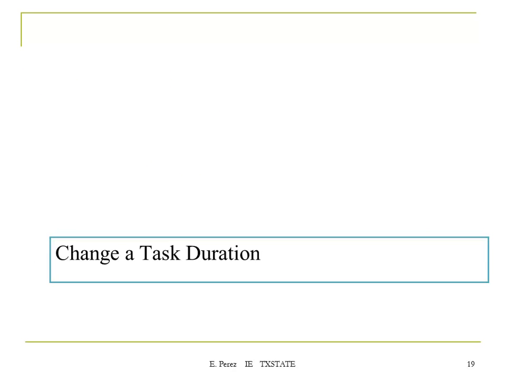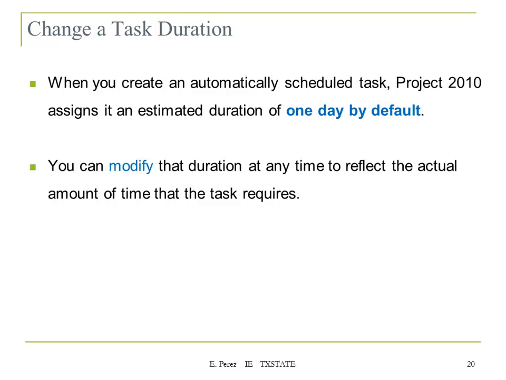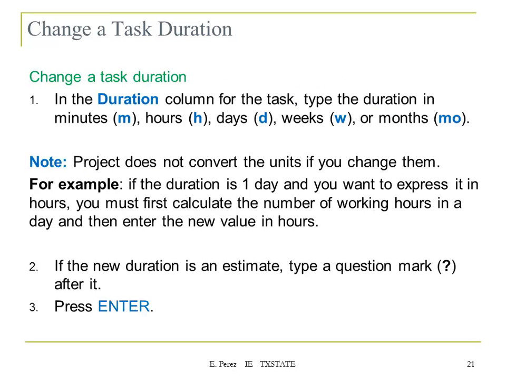So now let's talk about how to change the task duration. When you create an automatically scheduled task in Project 2010, the software automatically assigns a duration of 1 day to all the tasks. You can modify that duration at any time to reflect the actual amount of time that the task requires. So these are the options that are provided by the software.